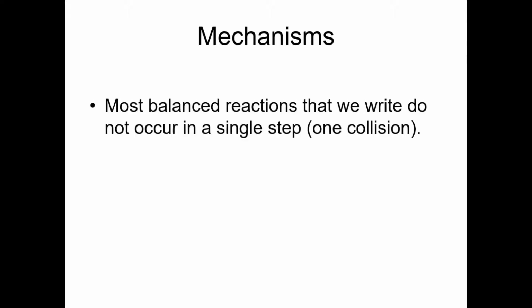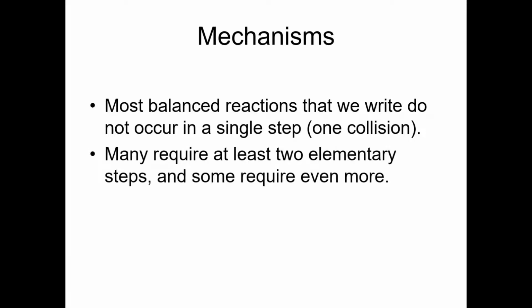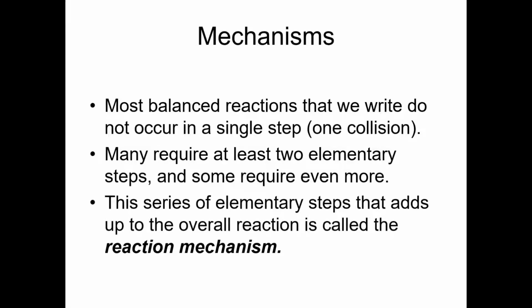And so mechanisms, as we've said in class, just to remind you, most balanced reactions that we write don't occur in a single step. That is, they don't occur just by two or three things colliding together all at once and it's all over. Some things have extremely complex mechanisms. But in general, and we're not going to talk about things that have super complex mechanisms, most chemical reactions require at least two elementary steps, and some require even more. And that series of elementary steps that add up to the overall reaction is called the reaction mechanism. And again, we're still reviewing right now.